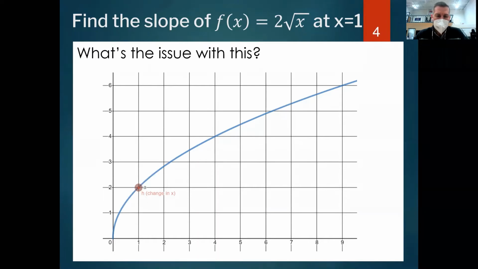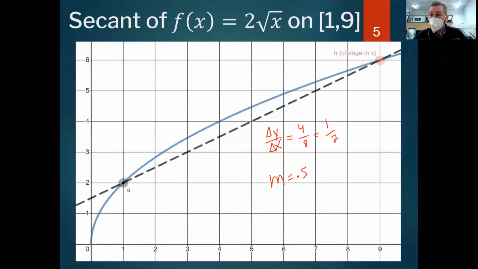Well, what we're actually going to do to start is some secant slopes, some secant lines. So on that same curve, I'm going to connect 2 points, one from 1 to 9. So there's my interval from 1 to 9. Those are the x values. And I'm going to find my rise over my run, my rate of change, which is 1/2. So the slope of this secant line is 0.5.